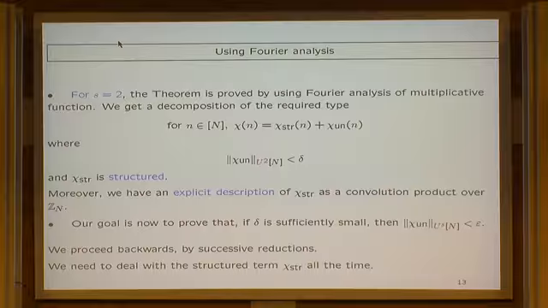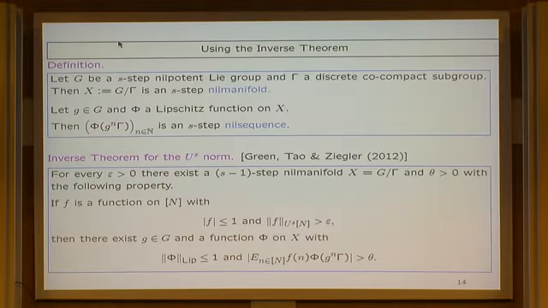Then, on the side, I proceed backwards, by reduction. And one technical difficulty is that the structured part is present at all the steps. For the Möbius function, for example, there is no structured part at all, and it's much more simple. So then we'll use the inverse theorem by Green, Tao and Ziegler. Okay, I need some definitions.